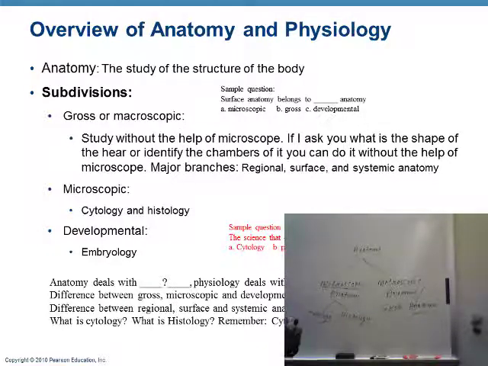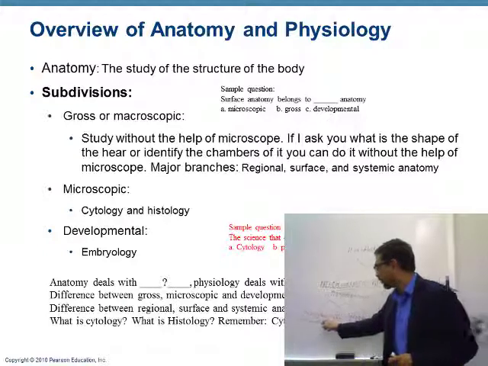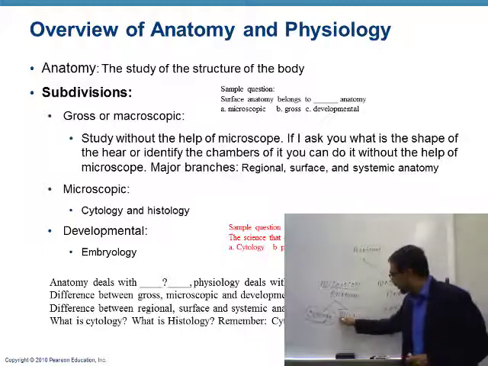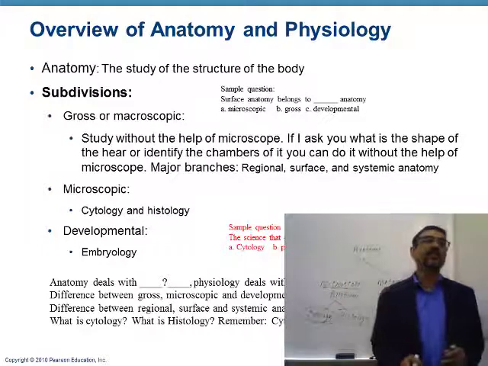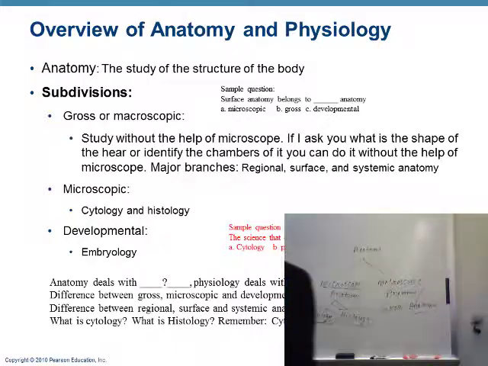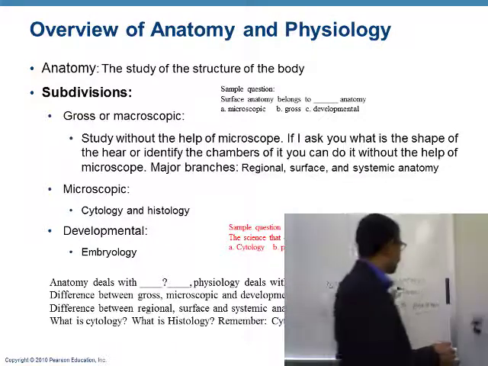Cytology is, cyto means cell. So study of the cells and their organelles is cytology. Histology is the study of tissue; the word histo means tissue. Remember, cyto means cell, histo means tissue. So study of cell, study of tissue. Those belong to microscopic anatomy because to study the cell or the tissue, you need the microscope to see under the microscope.